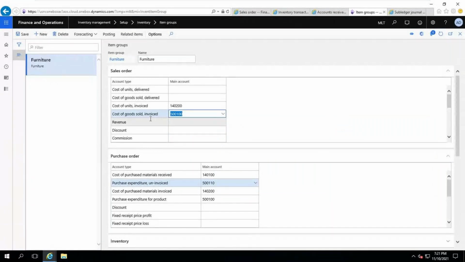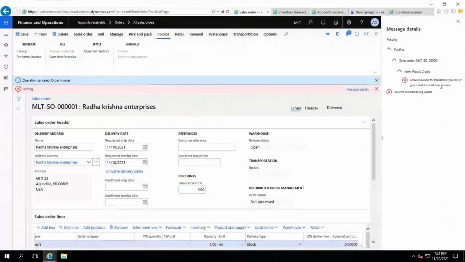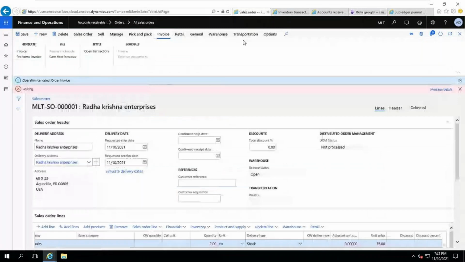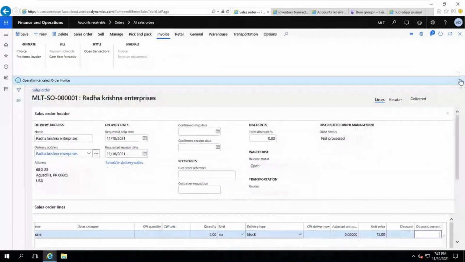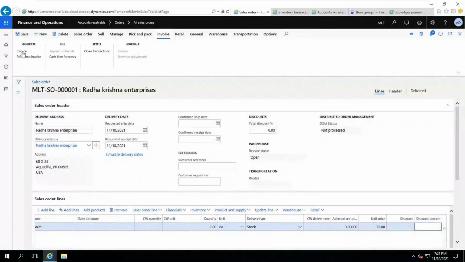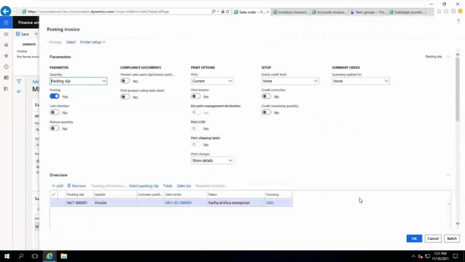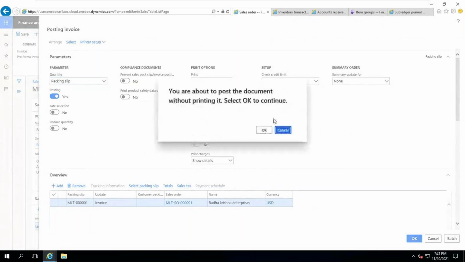Cost of goods sold invoiced. It is cost of goods sold invoice account does not exist. So it is this account, the fourth account. Let me try to post once again. Let me get another error message. Revenue account. Click OK.